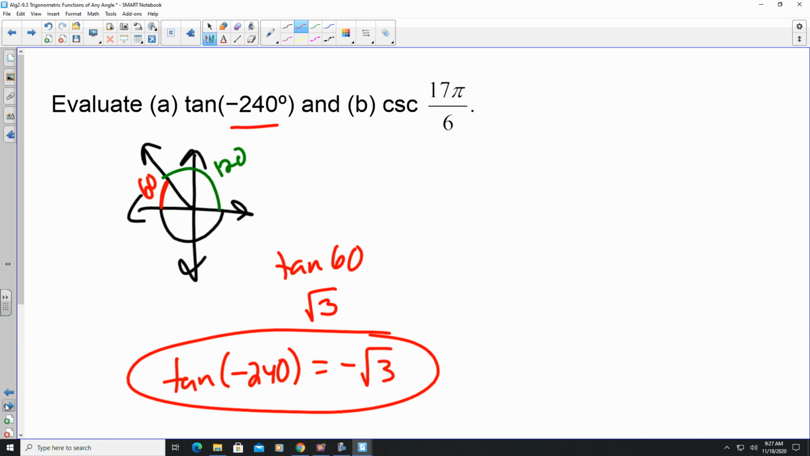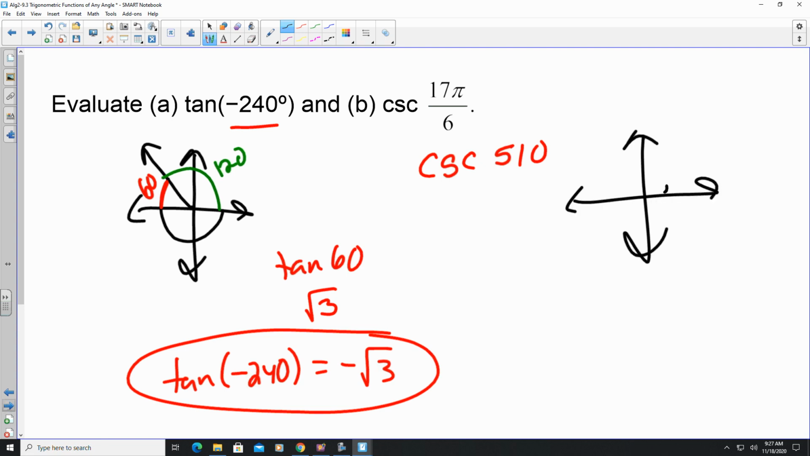In part B, for cosecant, they say it's 17 pi over 6. Again, I like to put it in degrees. So this is going to be cosecant of 510 degrees. Drawing this out, I got 360, this is 450, so it's somewhere right about here. So I've got to figure out what this is.